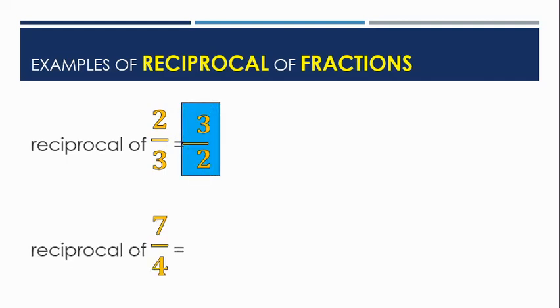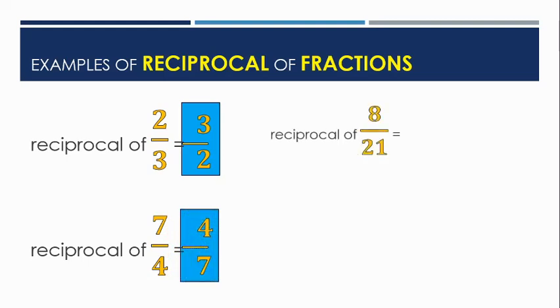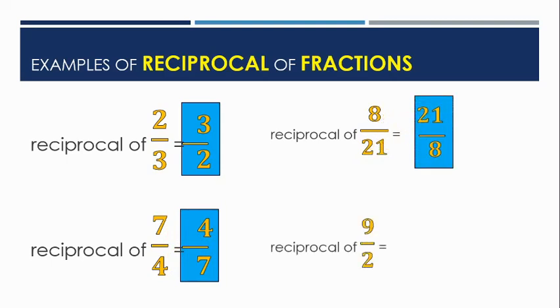How about the reciprocal of 7 over 4? Again, interchange them. So we will just get 4 over 7. How about 8 over 21? As simple as 21 over 8. And the last one, we have the reciprocal of 9 over 2, which is equal to 2 over 9. As you can see, again, we just have to interchange the numerator and the denominator to get the reciprocal.